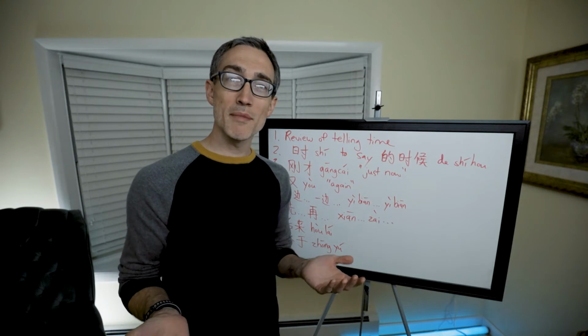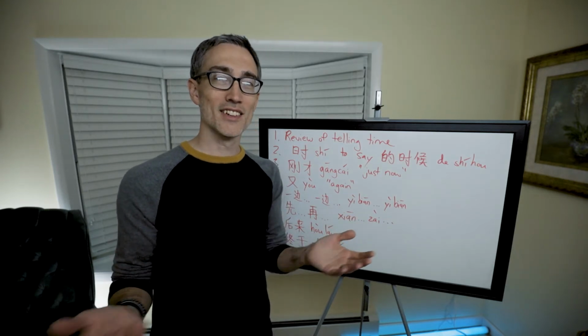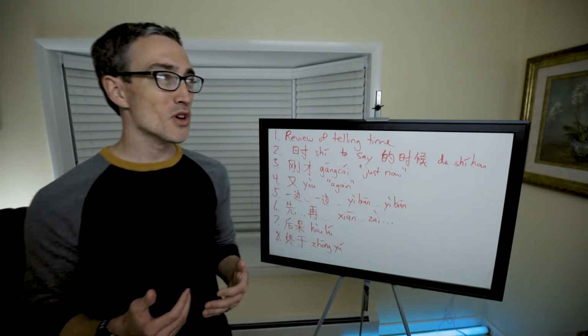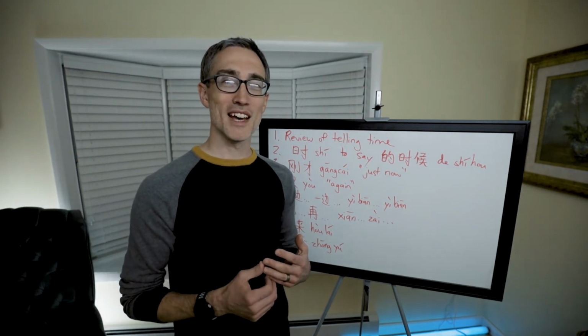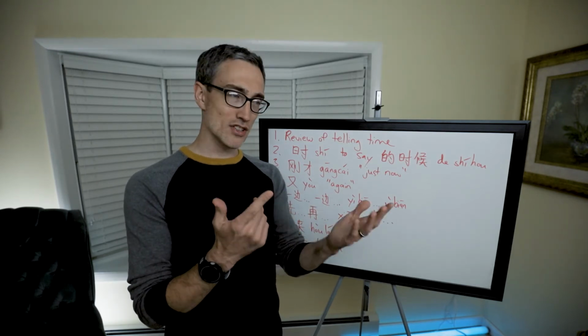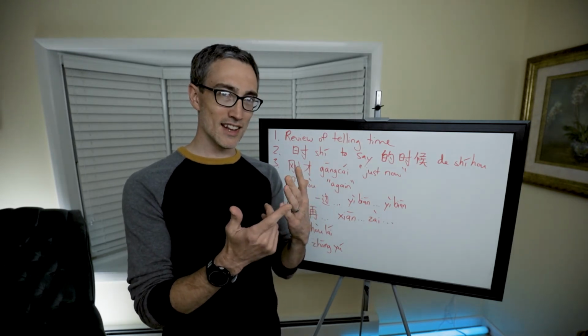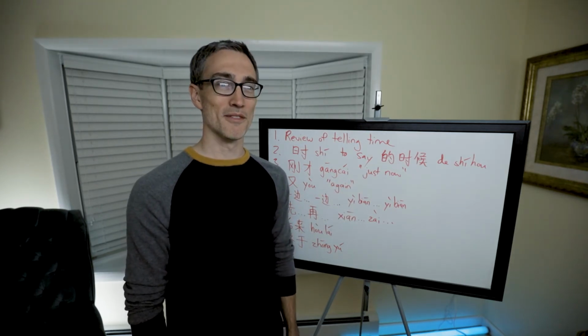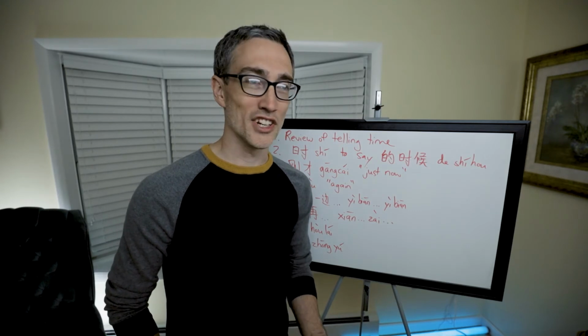Then we have 又 to say again in the past. 我们又见面了. We've met again. We see each other again. I would sometimes hear that on the street if I saw somebody, even a stranger. I saw someone, and then an hour later ran into the same person again. They might just say 又见面了. We see each other again.